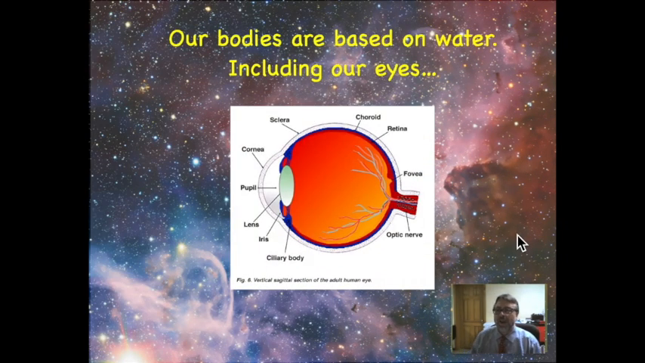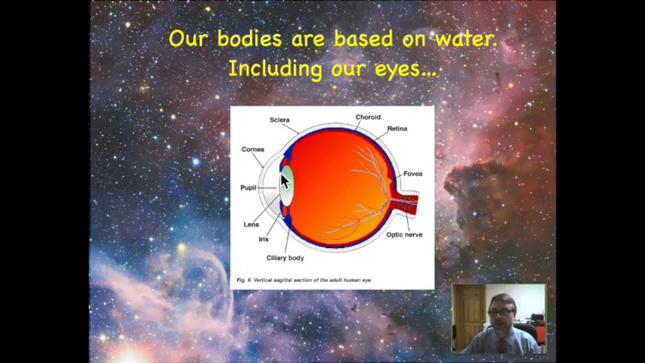Well, our bodies are based on water, our cells are filled with water, our eyes are filled with water, and so it turns out that the visible spectrum easily passes through water. So it makes sense that we evolved to be sensitive to visible light. So the eye consists of many different parts.